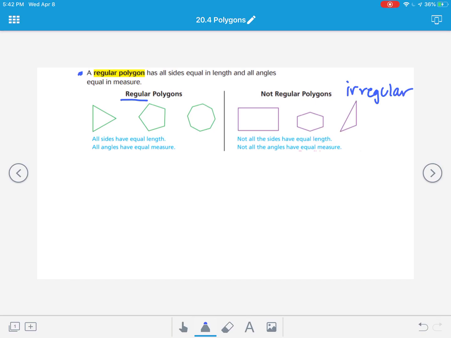Not regular polygons, or irregular polygons, are polygons that don't have the same length sides and don't have the same measurement of angles as a result. Remember, the angles are what happens where two line segments meet, forming an angle.